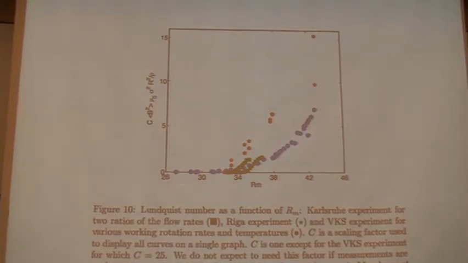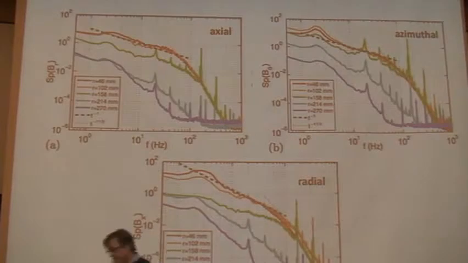So when you do this, that's how the different experiments compare, where we have, I think, Karlsruhe in green, Riga in red. Riga has very good scaling of Lundquist as a function of R, and the blue points are the Cadarache data. What I'm trying to say is that you can make a reasonable argument in trying to find out how much field you breed from these dynamos.